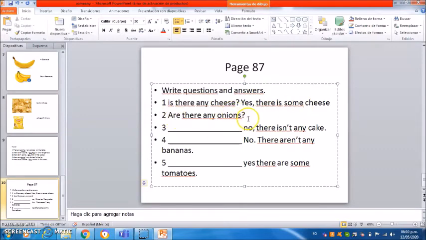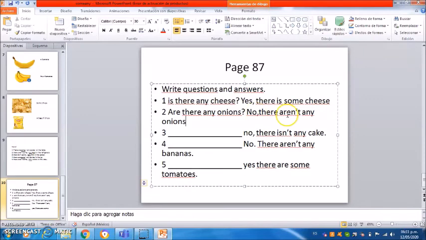Number 2, are there any onions? So the answer, we can say, remember that you can answer yes or no. In this case, I'm going to say no. No, there aren't any, because 0 is a 0, any onions. Remember, aren't because we don't have it. So we are going to use any.